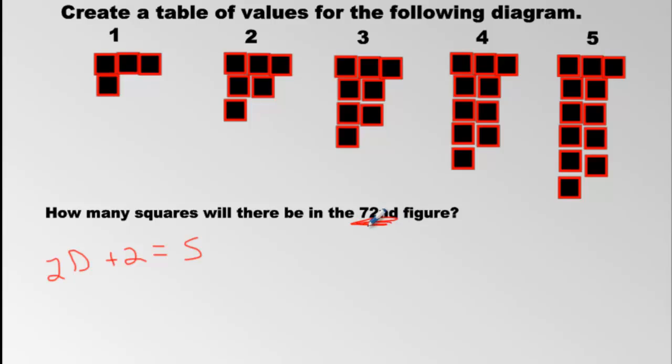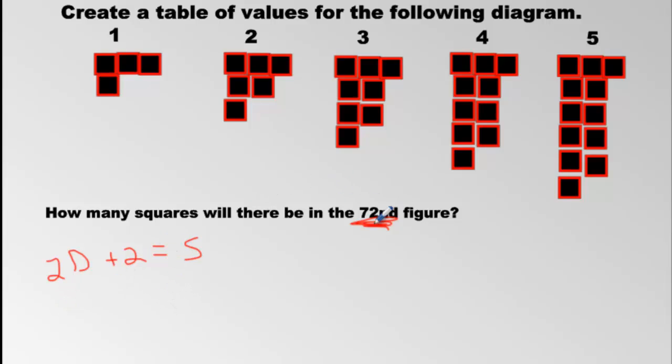have in the 72nd figure, in the 72nd diagram. If I was to continue this pattern 72 times, how many squares will there be in that final one, the 72nd one? One way is to build it. That would be very unwise to do, because it will take you a very long time. Or you can find the pattern, make your relationship, make your equation, and then substitute. And that will get you the answer just like that.